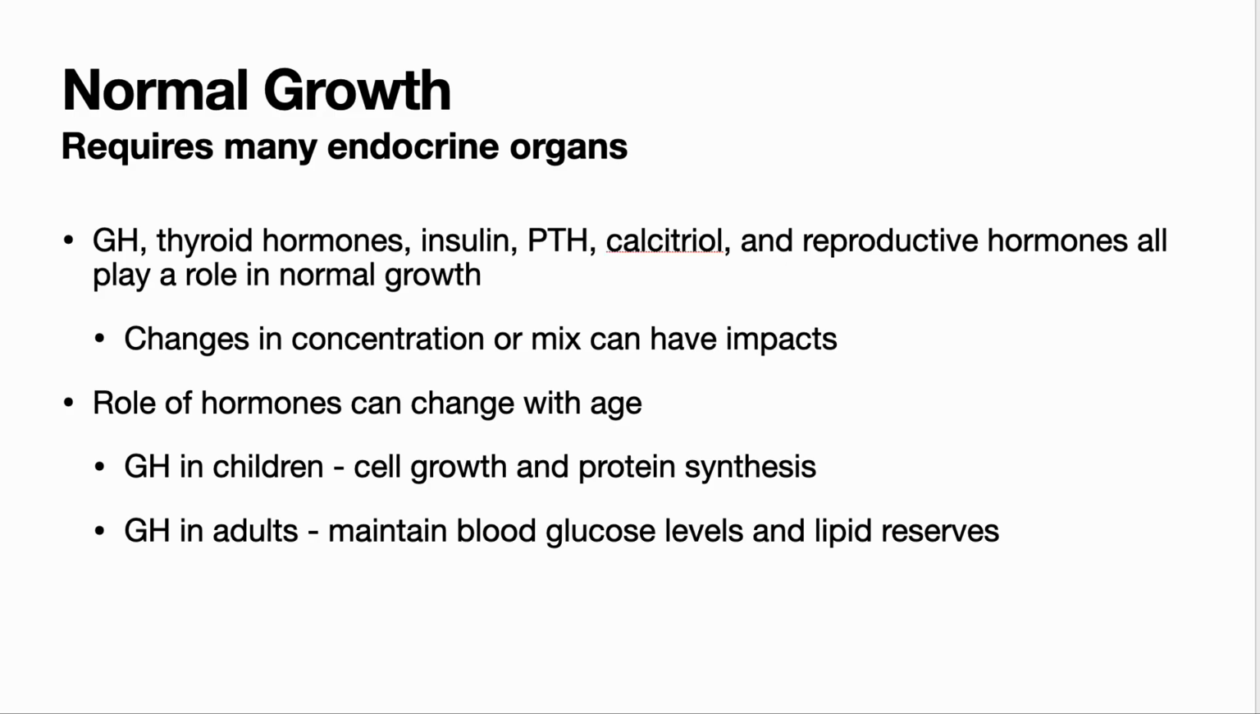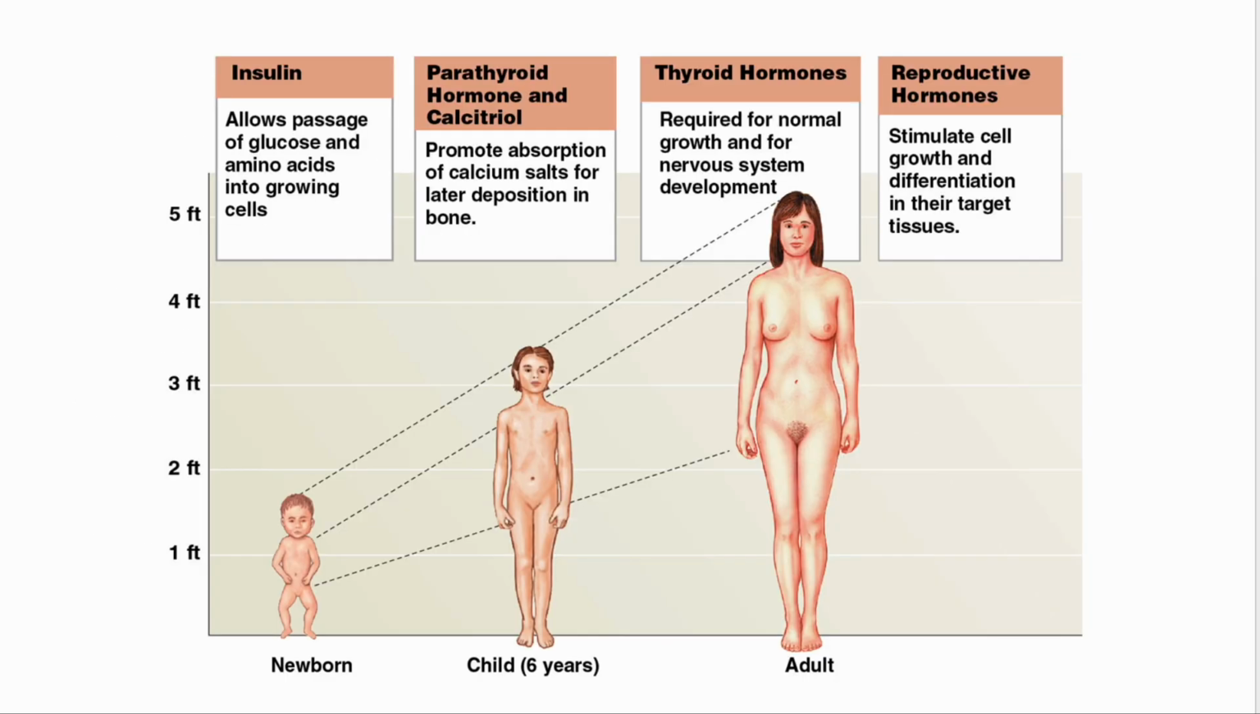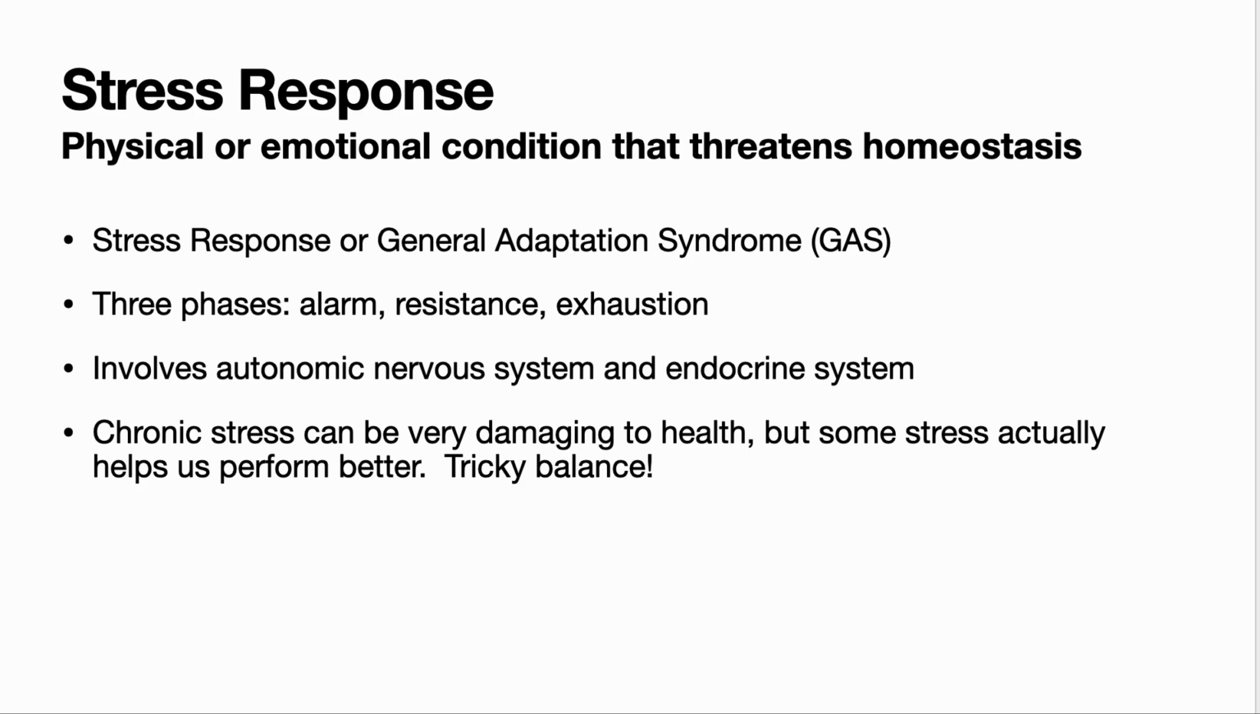So coming back here, just take note that growth hormone plays a particularly important role in cell growth and protein synthesis in children, but in adults, it's not playing that role because we don't need the cell growth as much since we have, in theory, already reached our maximum growth, but we still use growth hormone to help maintain blood glucose levels and also our lipid reserves. So your body is kind of getting a twofer out of these hormones by just shifting what we use them for over time.